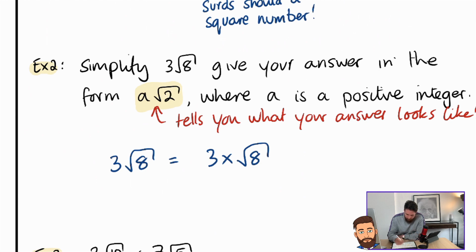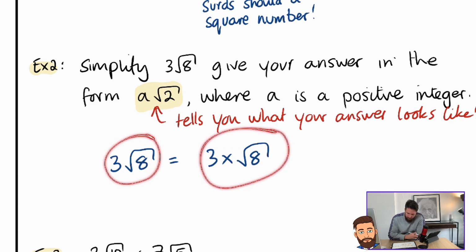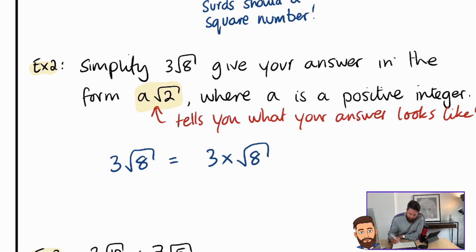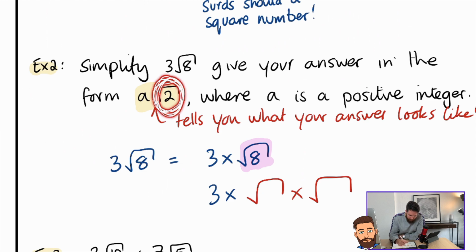So at this question here, 3 root 8 means 3 times root 8. We need to simplify this surd. We just discussed, to simplify a surd, we write 2 blank surds. So we're going to turn root 8 into 2 blank surds, knowing that one of those surds must be a square number. However, they've helped us. They've told us my answer is going to have the root of 2 in it. So I can fill in that one of these needs to be 2.